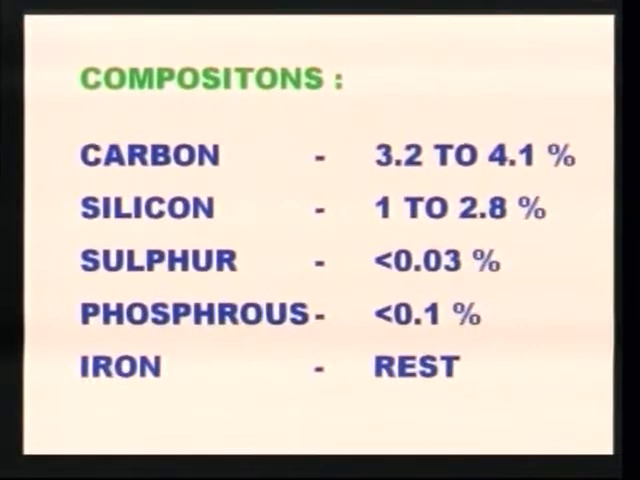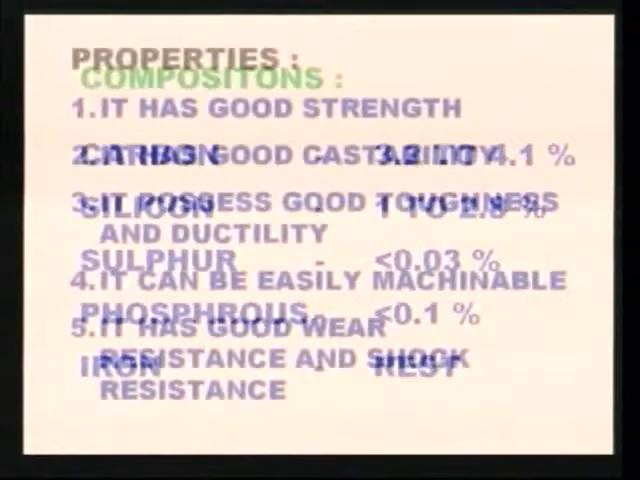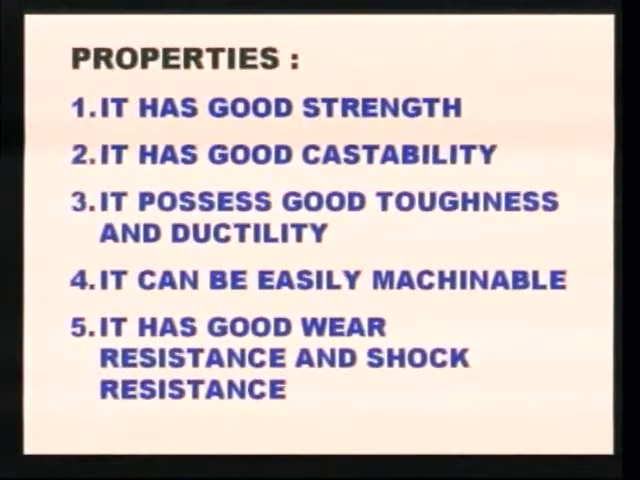Carbon is from 3.2 to 4.1%, silicon from 1 to 2.8%, sulphur less than 0.03%, phosphorus less than 0.1%, and the remaining is iron. These are some of the properties of spheroidal cast iron.